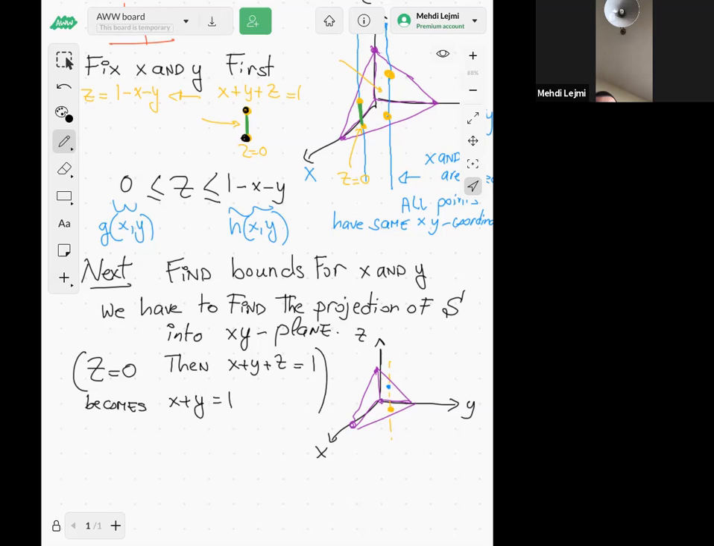Okay. So actually, the projection of S into the xy plane would be the inside of this triangle, this one here. So this green triangle, that's the projection of my S into the xy plane.